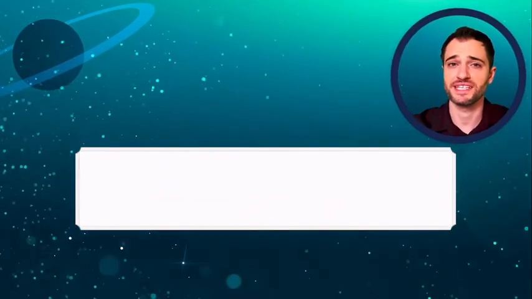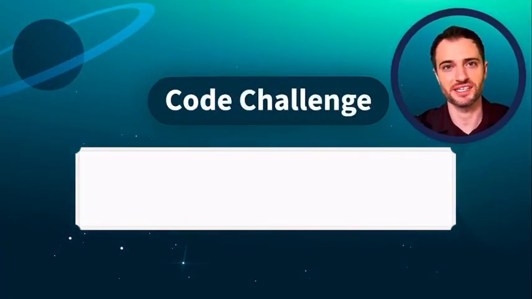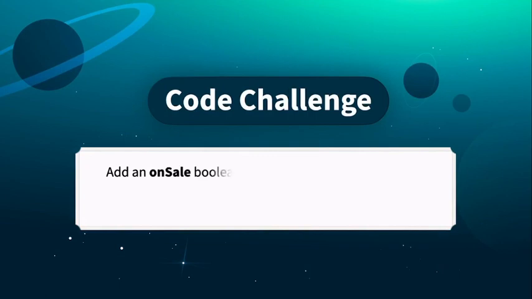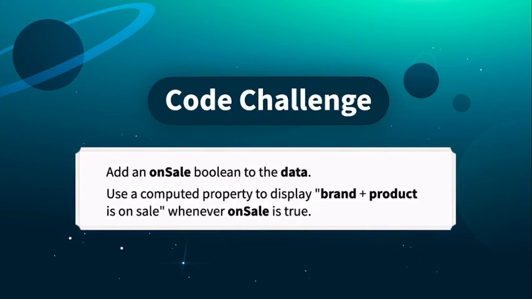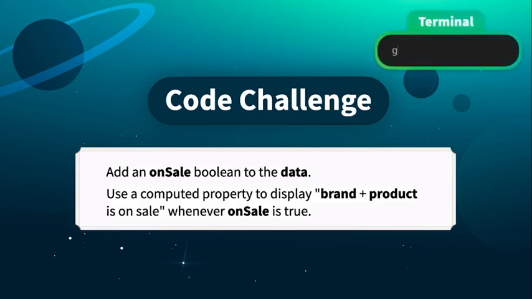And with that, we've come to the end of the lesson and to our coding challenge. Add an onSale boolean to the data, then use a computed property to display the string brand plus product is on sale whenever onSale is true. To access the ending code, you can check out L8-end.